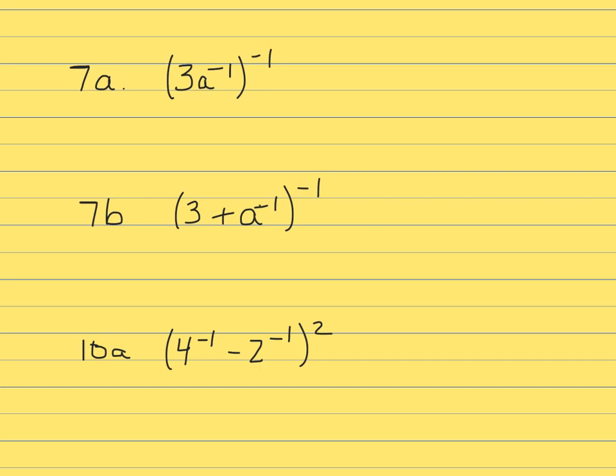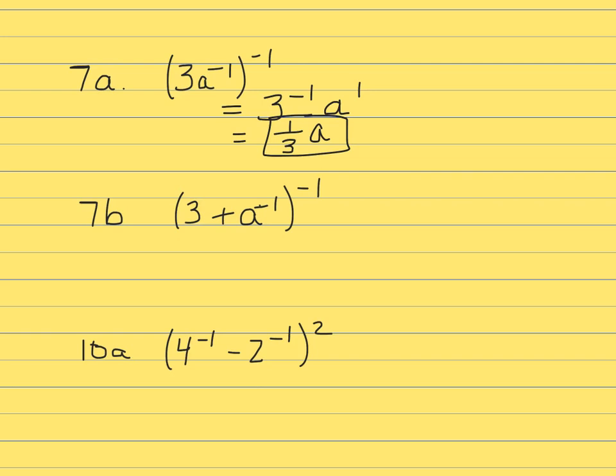Looking at problem 7a. We've got the power of a product, which means I'm going to take everything to the negative 1 power. So this would equal 3 to the negative 1, a to the positive 1, because I have power of power, I would multiply those. 3 to the negative 1 is 1/3, and a to the first is just a. So my answer would be 1/3 a.